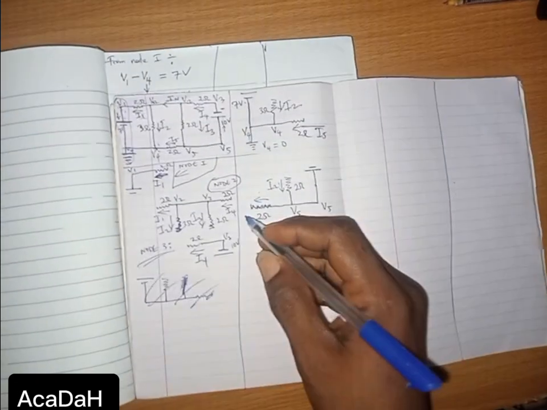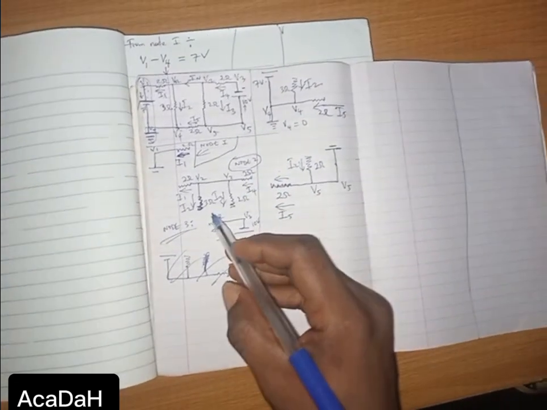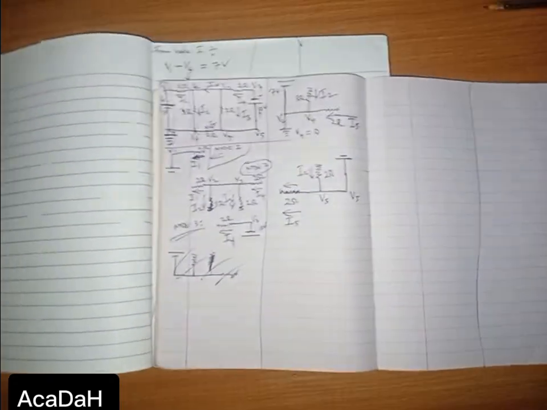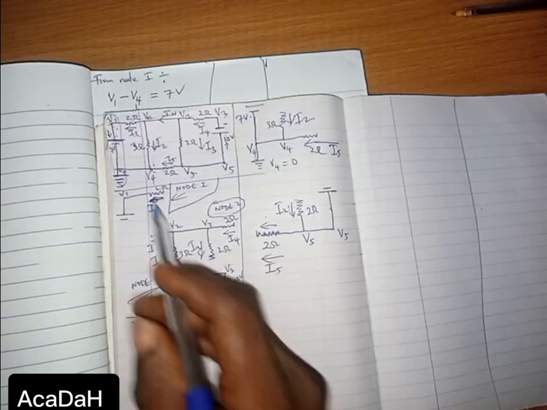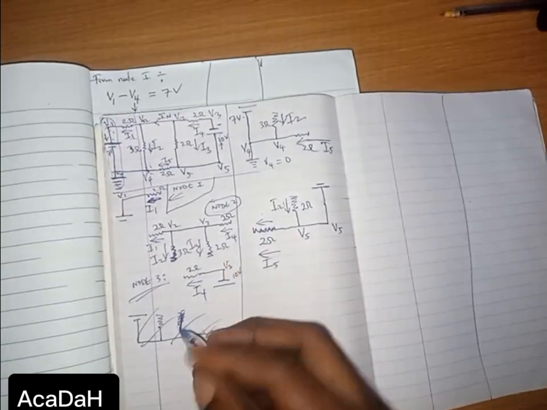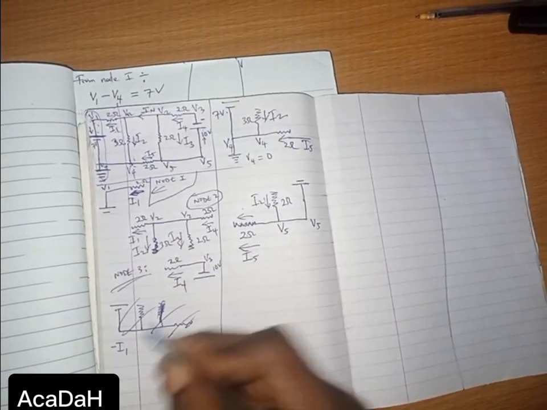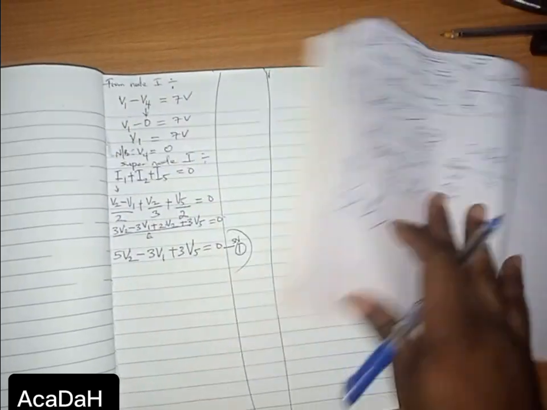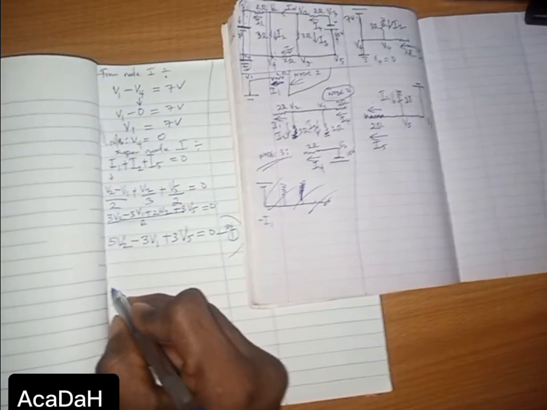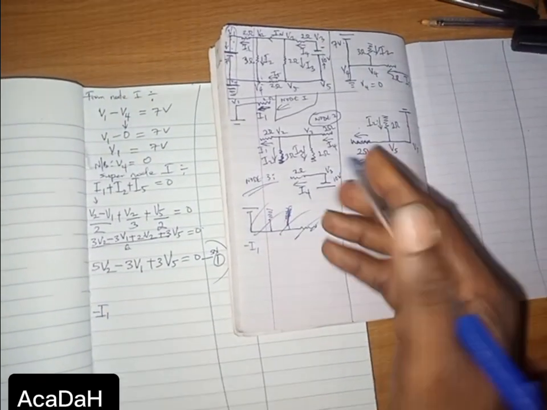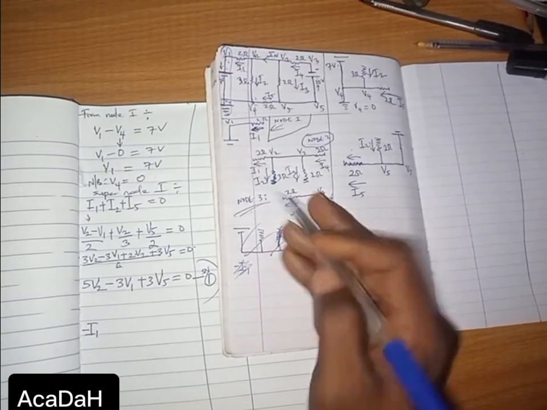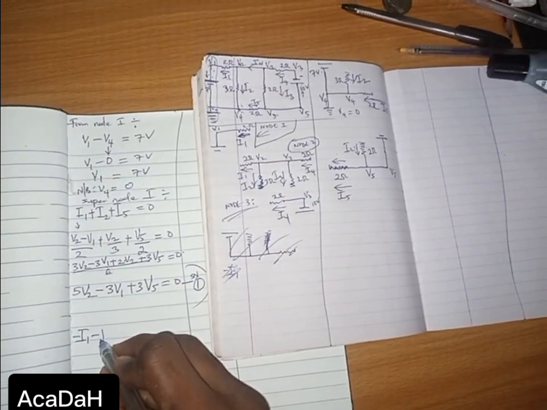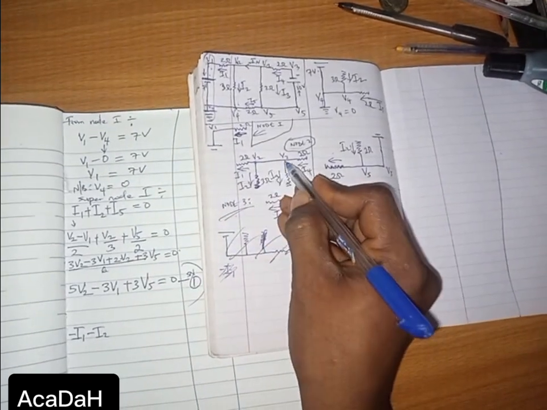Check what we have for node 2. Now in node 2, what currents do we have entering node 2? For node 2, I can see that this current is leaving this node to go to node 1. So I have minus I1. This one is leaving node 2 too, so minus I2.